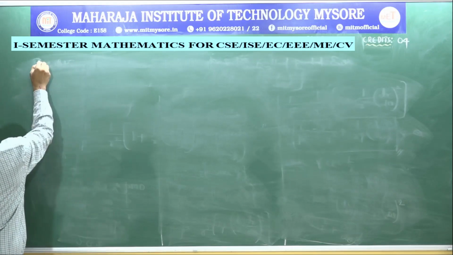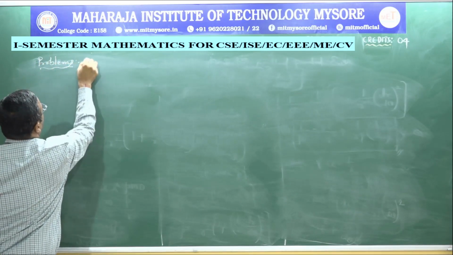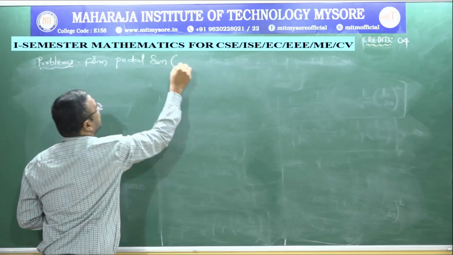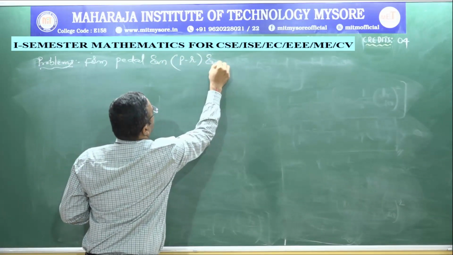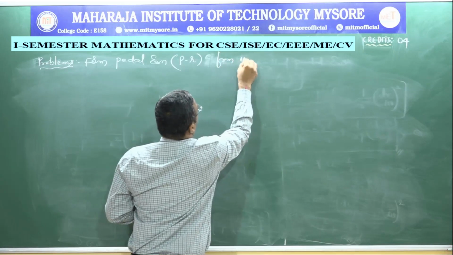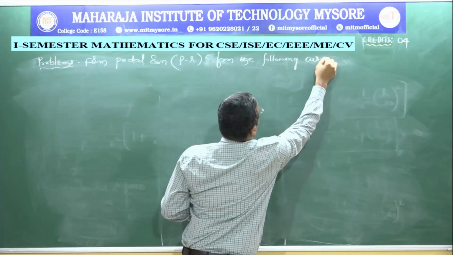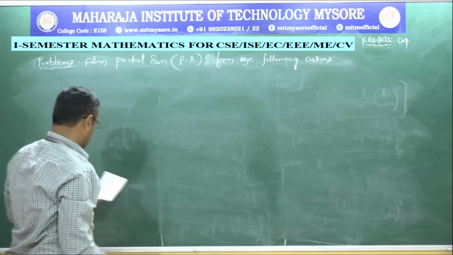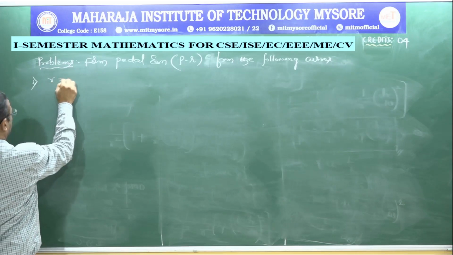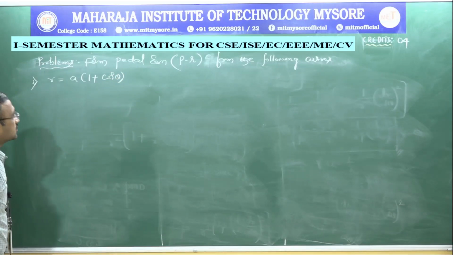Now, form a pedal equation problems. Form the pedal equation, or simply the p-r equation, from the following curves. The first one, I am taking this one. The first problem, first example, is r equal to a into 1 plus cos theta. So this is the first problem they gave.